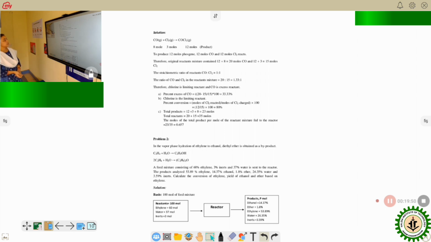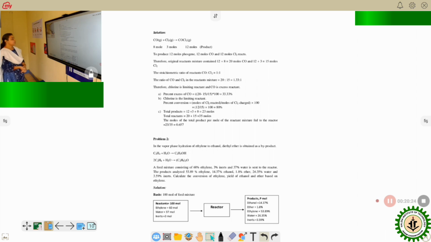Now come to the second problem, to calculate the conversion, yield and selectivity. We will consider the vapor phase hydration of ethylene to ethanol, and diethyl ether is obtained as a byproduct. Two reactions are given: ethylene plus water gives ethanol, and 2 moles of ethylene plus water gives ethyl ether.